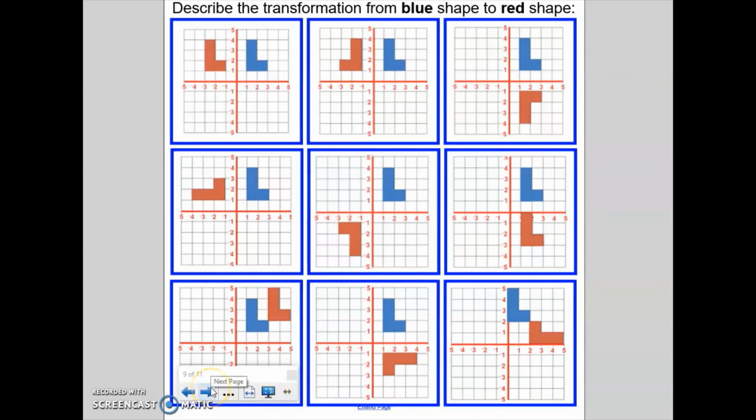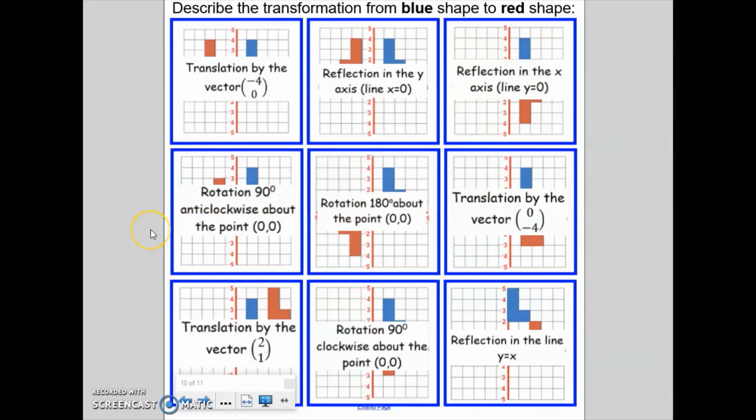Okay, welcome back. And here are my solutions. So you can see from my 9 answers that there wasn't actually any enlargement questions to be identified, but you did need to decide if we are dealing with translation, reflection, or rotation.